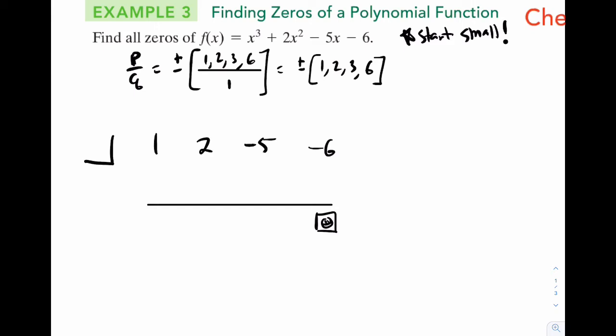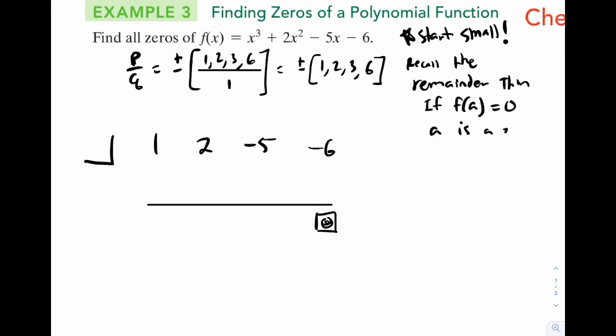And then the second thing we're going to think of is recall the remainder theorem. The remainder theorem says if f of a equals 0, then a is a 0, because the remainder would be 0. So we're going to use that fact.